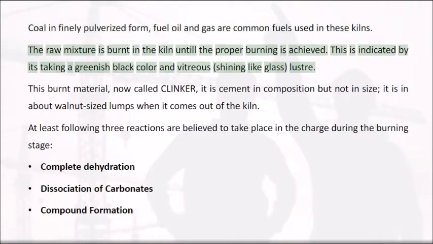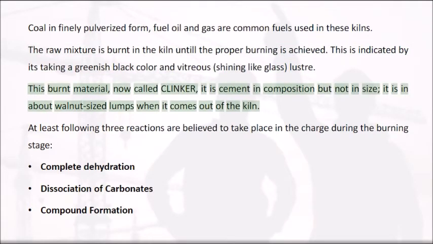The raw mixture is burnt in the kiln until the proper burning is achieved. This is indicated by its taking a greenish black color and vitreous, shining like glass, luster. This burnt material, now called clinker, is cement in composition but not in size. It is in about walnut-sized lumps when it comes out of the kiln.